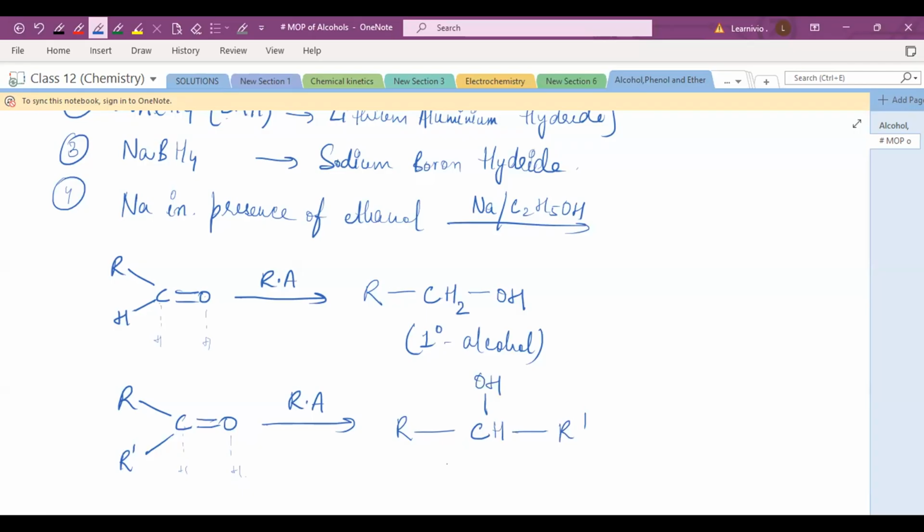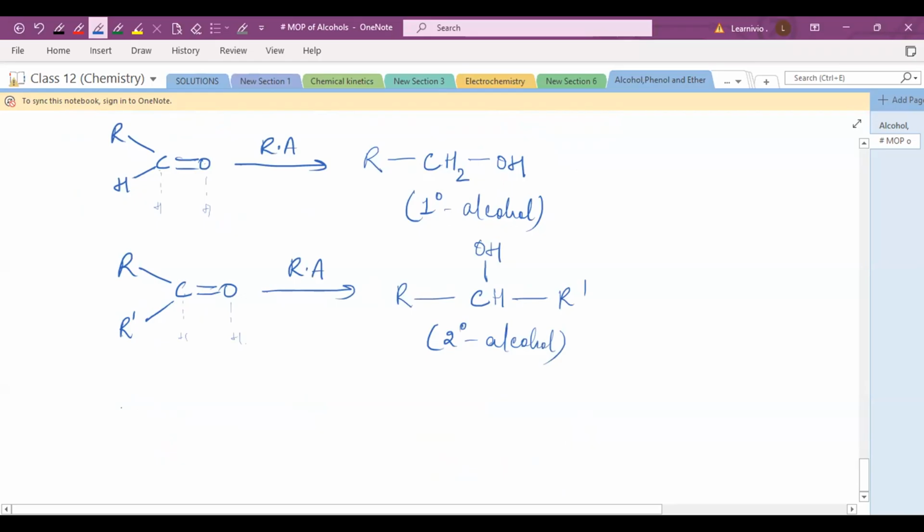Okay, so just remember the difference. You will get the secondary alcohol. So aldehyde on reduction will give you primary alcohol, and ketone on reduction will give you secondary alcohol. Is it clear? Yes, ma'am.